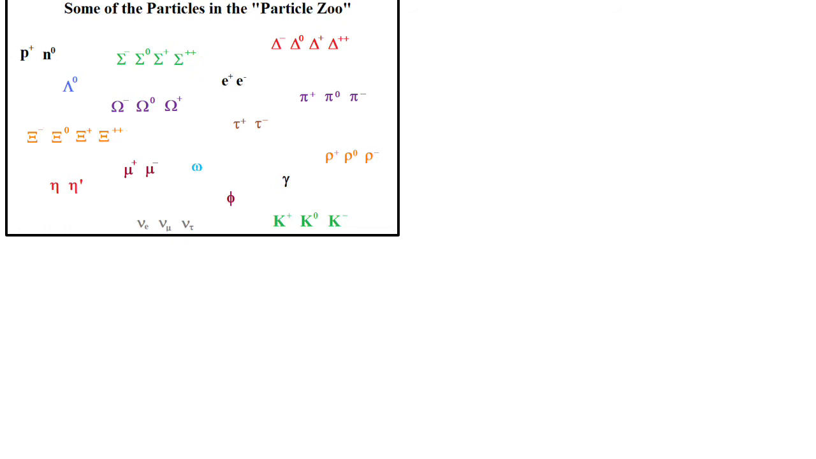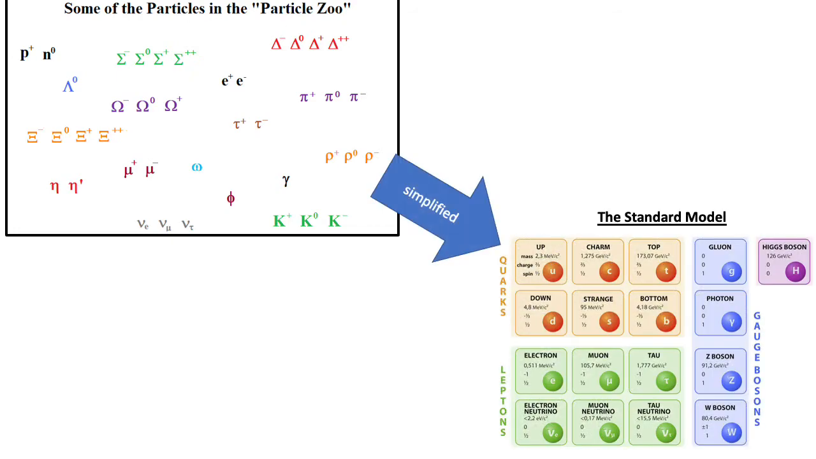Happily, though, the problem was ironed out. The particles in the particle zoo weren't truly fundamental. Instead, they were made up of a small number of more fundamental particles. And this simplified the particle zoo and tamed the particle zoo. The Standard Model is, of course, the most successful scientific theory in the history of humankind. Probably the scientific theory, though, with the least inspiring name.